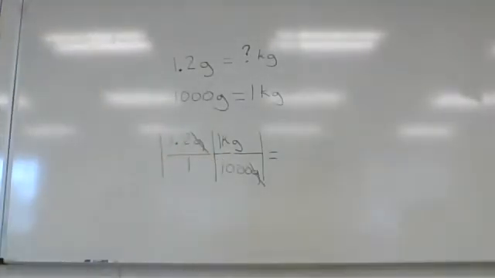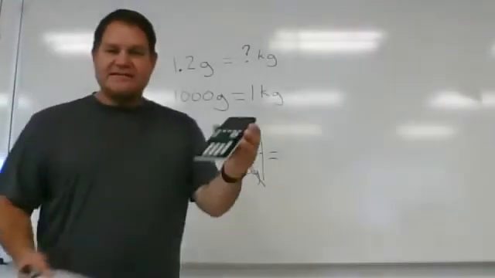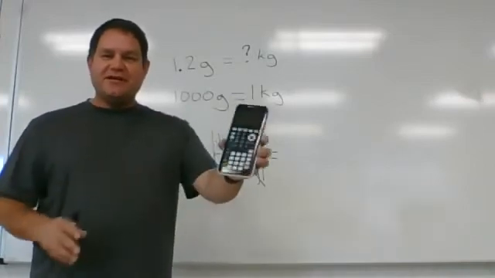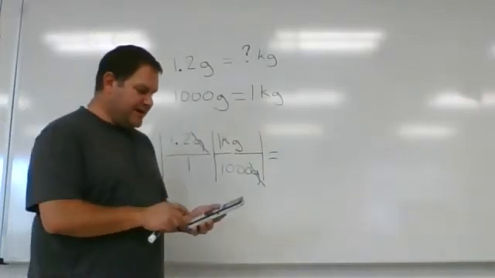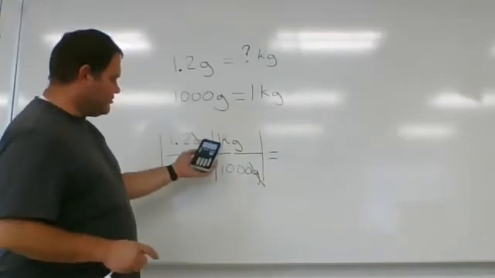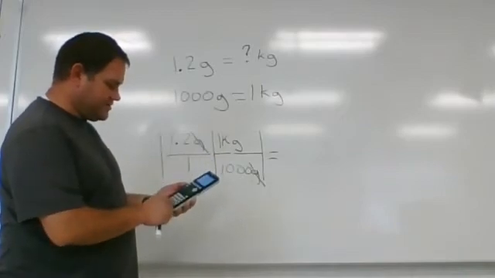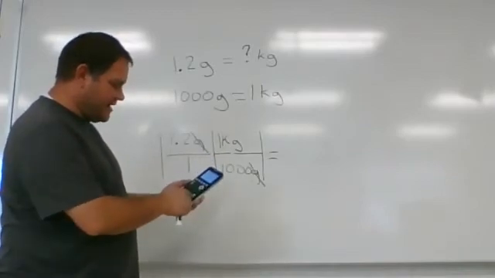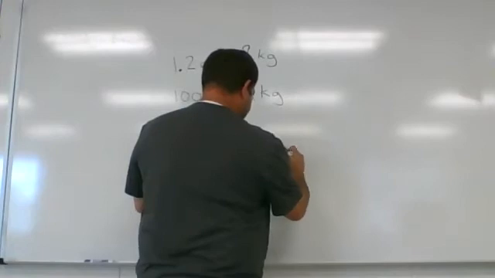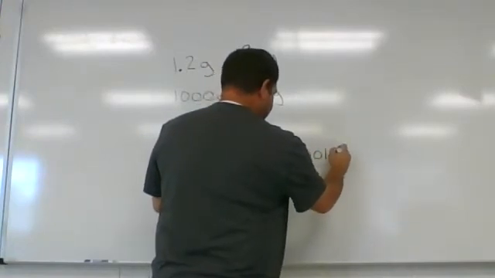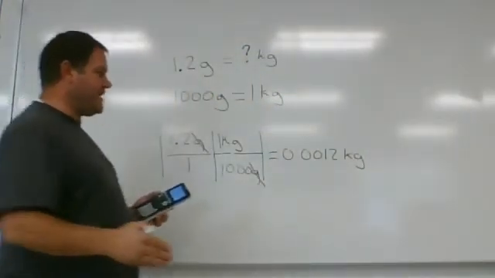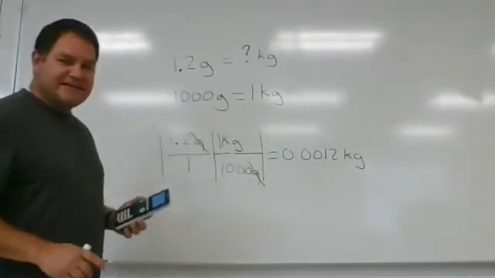Again, you can do that in your head, or in some cases, if the problem is more complicated, you can always use your calculator and plug it in. This is an easy problem you can do in your head, but I'll show you calculator-wise. Again, 1.2 multiplied by 1 times 1, which is just 1.2, and then divide it by 1,000, and I get my answer of 0.0012 kilograms, okay?